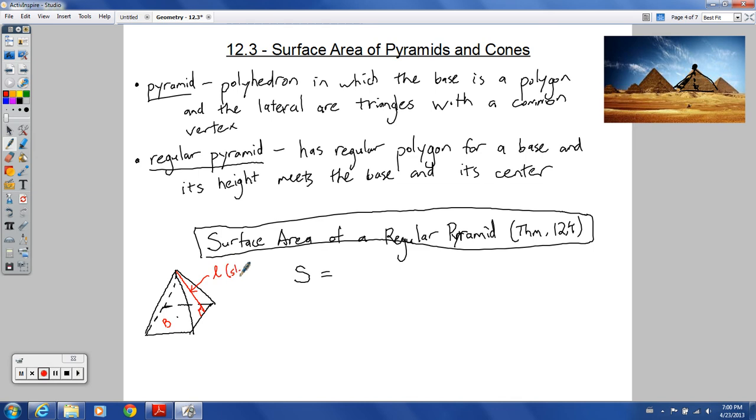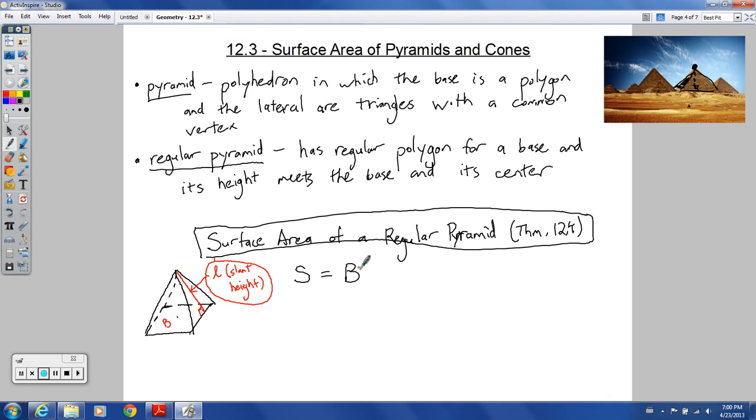So this is, again, slant height. It's the height, but on a slant right there. So that right there, that lowercase l, I'm not sure why they use a lowercase l for slant height. That's just the letter that has been chosen and accepted by the math community.